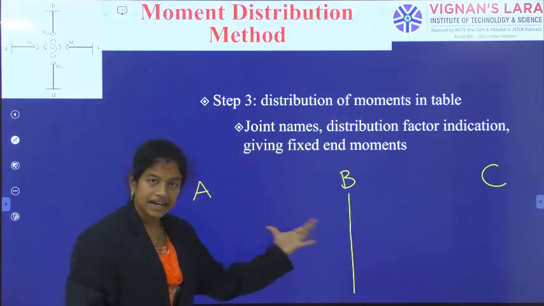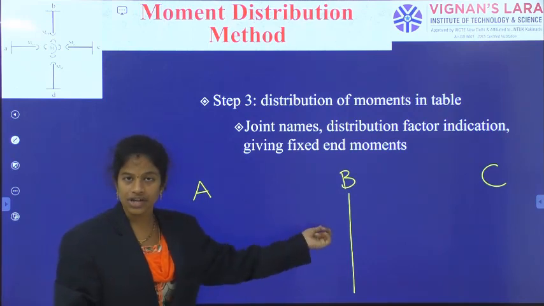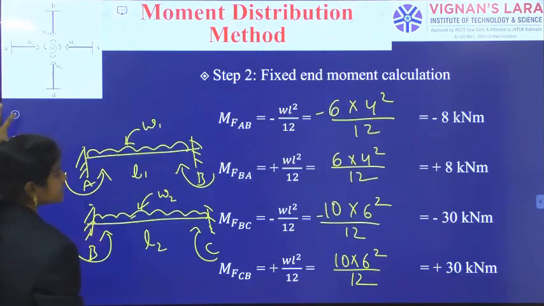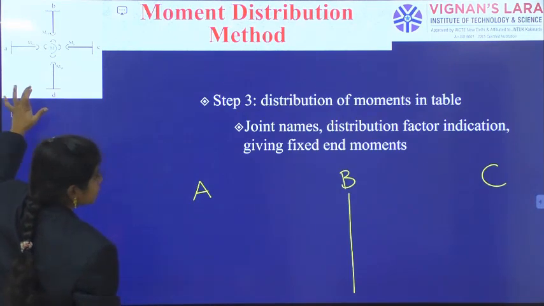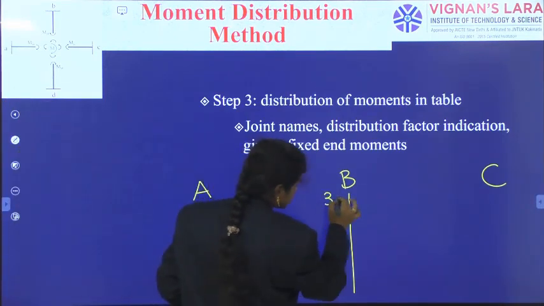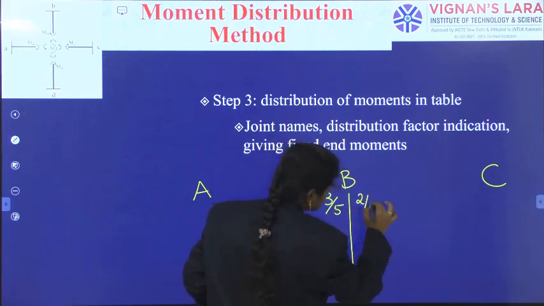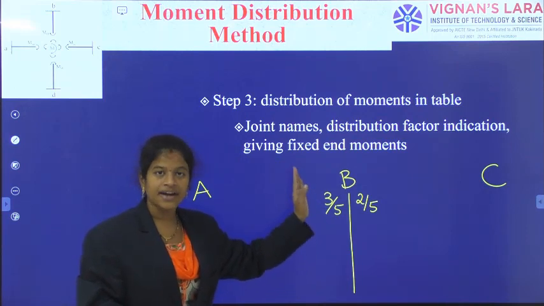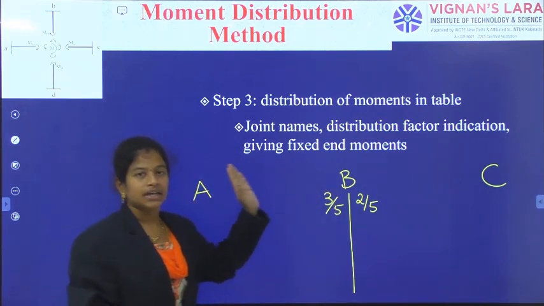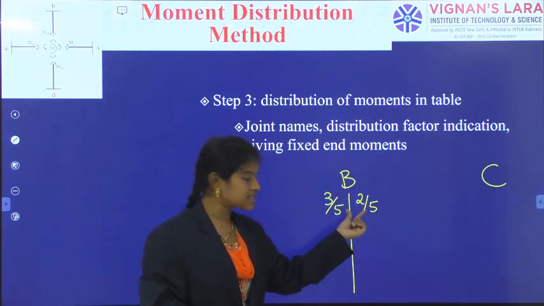On the left, regarding BA, what is the distribution factor? That we should write here. How much have we got as the distribution factor? That is 3 by 5. And the next one is 2 by 5. So, this is 3 by 5 and this one is 2 by 5. So, 3 by 5 is the distribution factor at B towards A. Distribution factor at B towards C is 2 by 5.